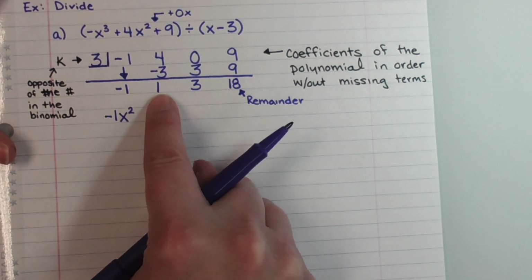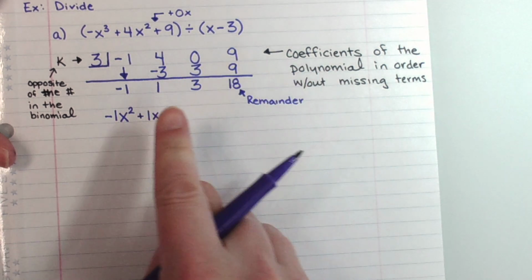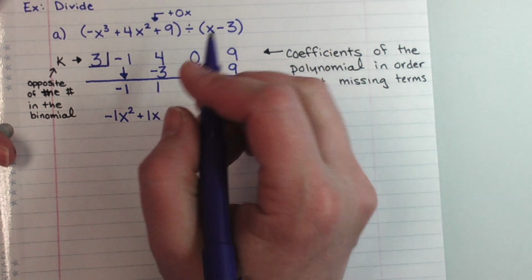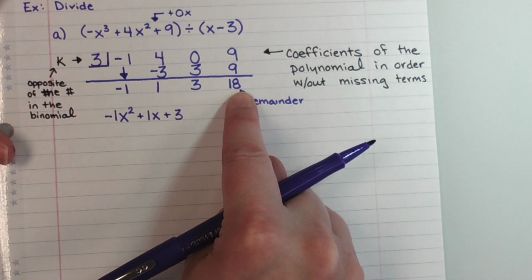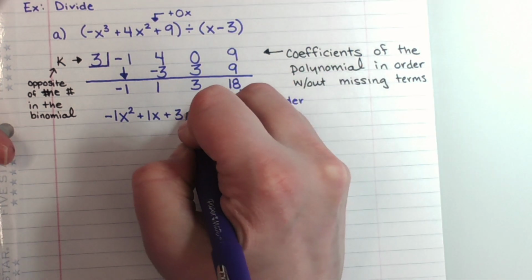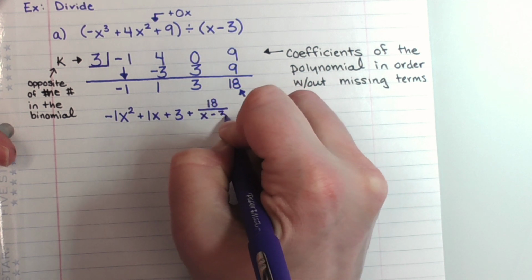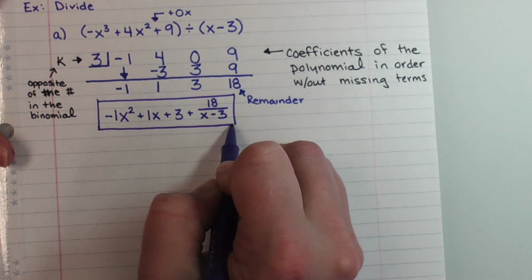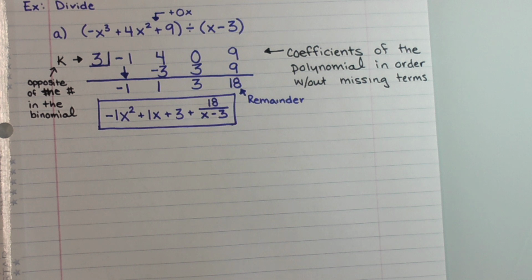If this is x squared, the next term is regular x's, plus 1x. If this is regular x's, the next term is the constant, plus 3. And after that, you get the remainder, plus 18 getting divided by x minus 3. Do I need the 1's in front of the x's? No. That's synthetic division.